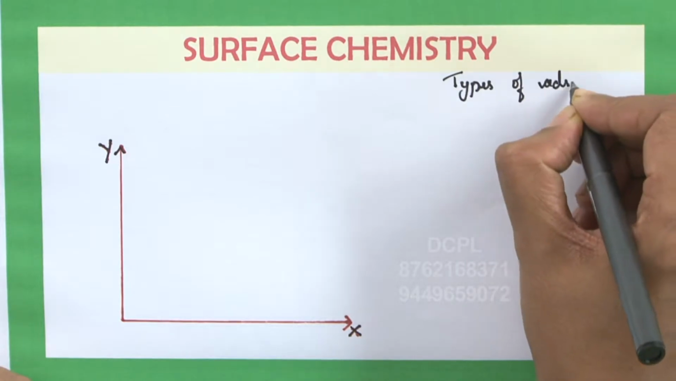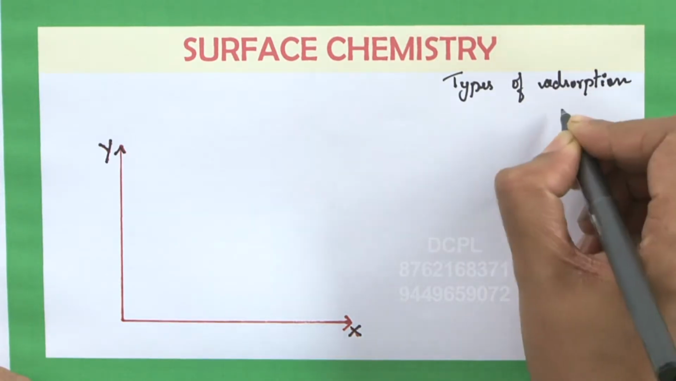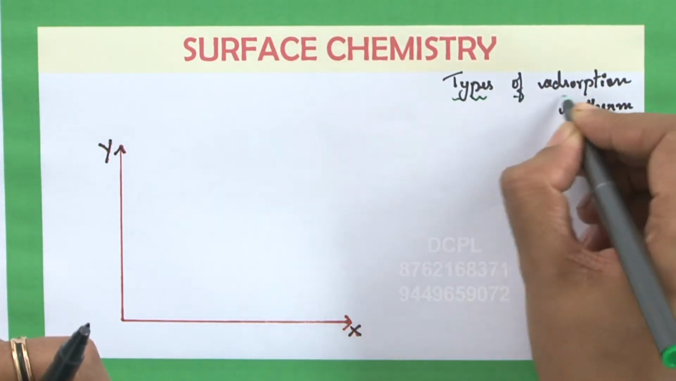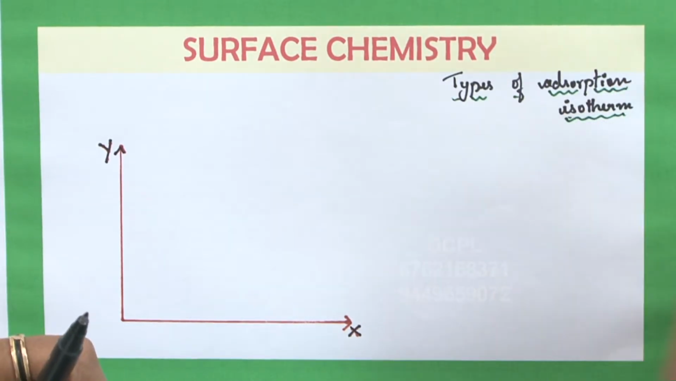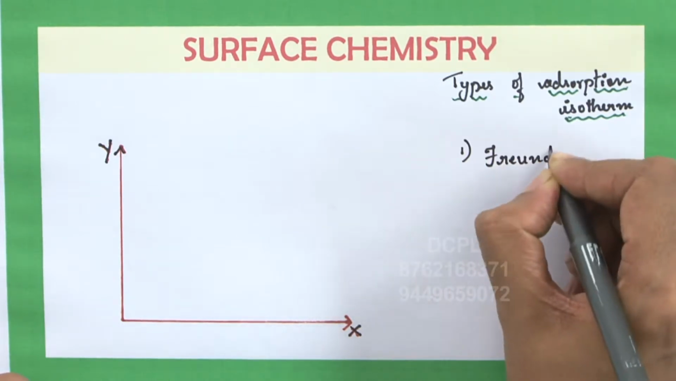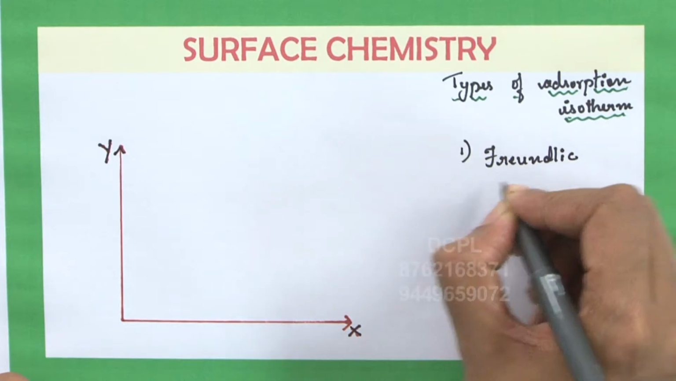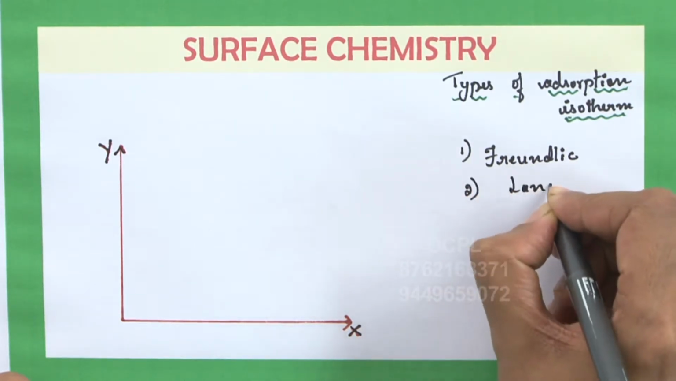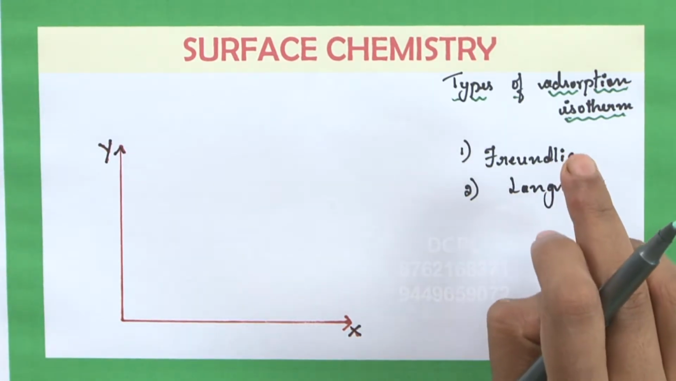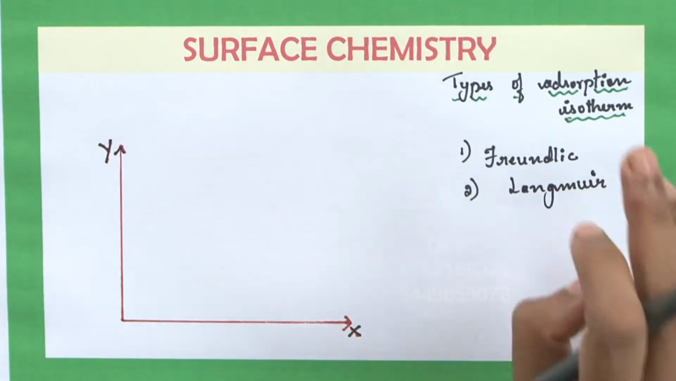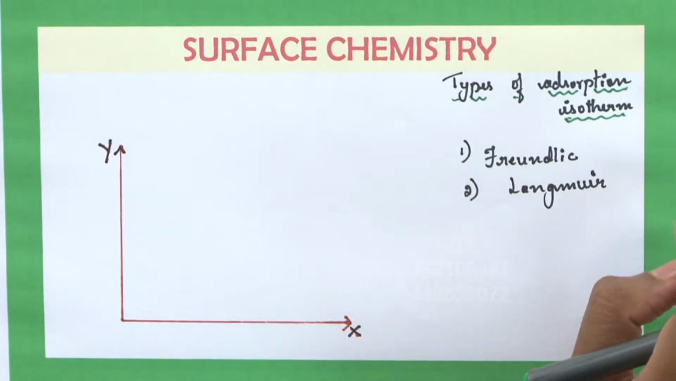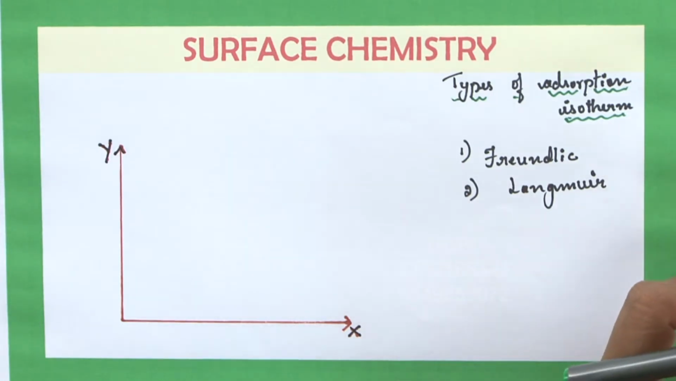Types of adsorption isotherm. First one is known as Freundlich adsorption isotherm and second one is known as Langmuir. Freundlich adsorption isotherm deals with the amount of gas which is adsorbed on the solid surface, whereas Langmuir adsorption isotherm deals with the adsorption of liquid on the solid surface.